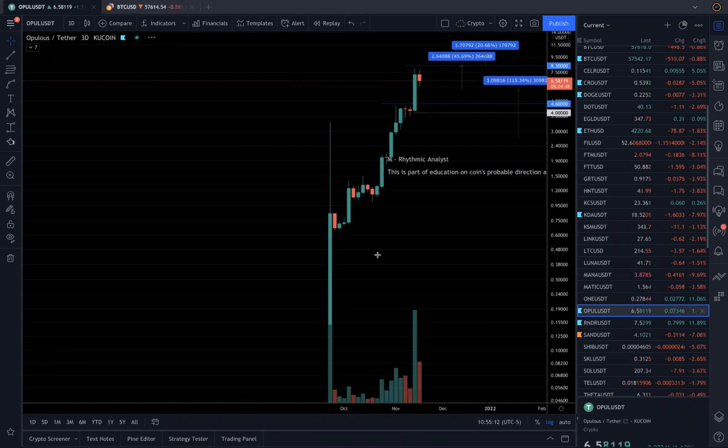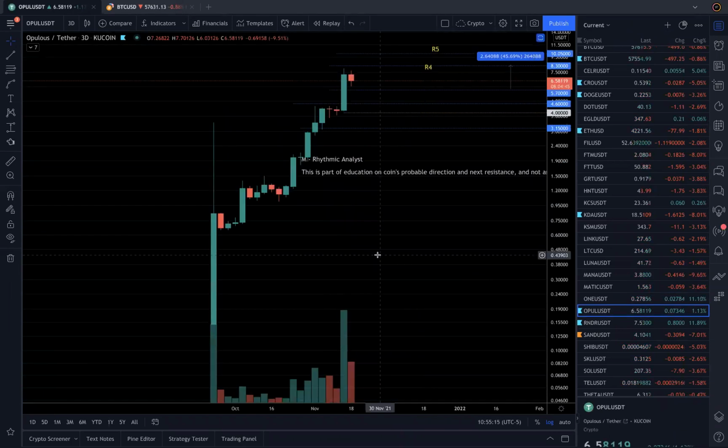Opal, I think we can say the same thing, same narrative. So if R3 is your next defense, if it breaks R3, I will lose interest. It has almost touched R4, so I think it's between R3 and R4, right? So I would say it's neutral at this moment. No immediate risk, but look for R3 if you're tracking this one.